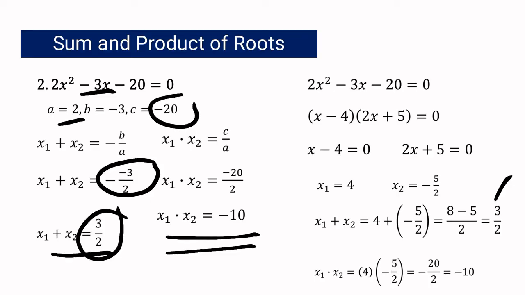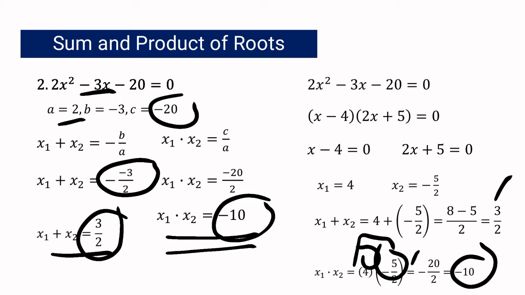And for the product, 4 times negative 5 over 2, positive times negative is negative. 4 times 5 is 20, and then we have over 2. And negative 20 over 2 is negative 10. And we have a negative 10 here. Did you get it? Okay.